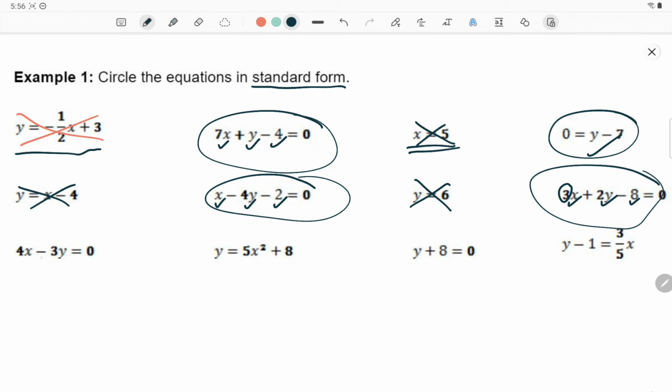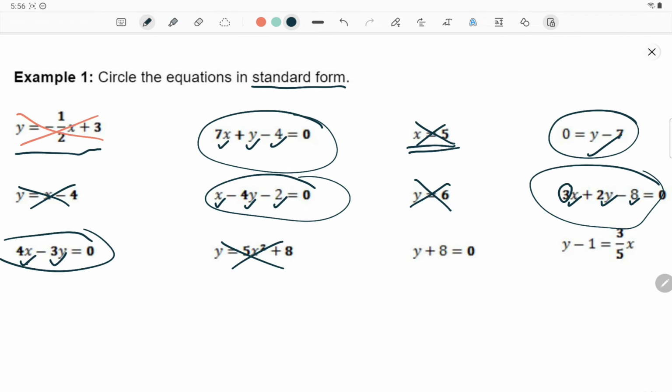And again, we have everything on the left side of the equation. We don't have a plus or a minus a number, but that's okay. Sometimes you don't have that extra number, but it can still be standard form. Y equal to 5x squared plus 8. What's going to happen with that? Well, in this case, you have y and 5x squared. They're on different sides of the equation. So that is not standard form.